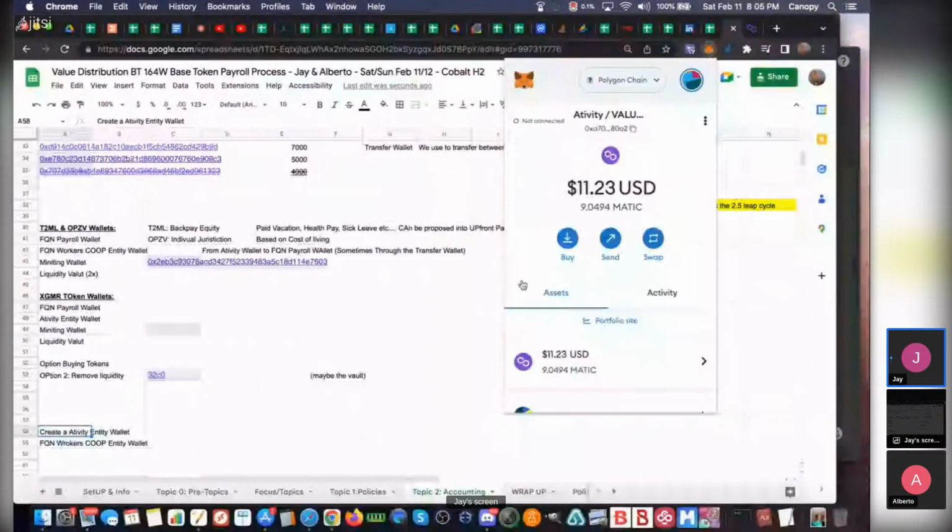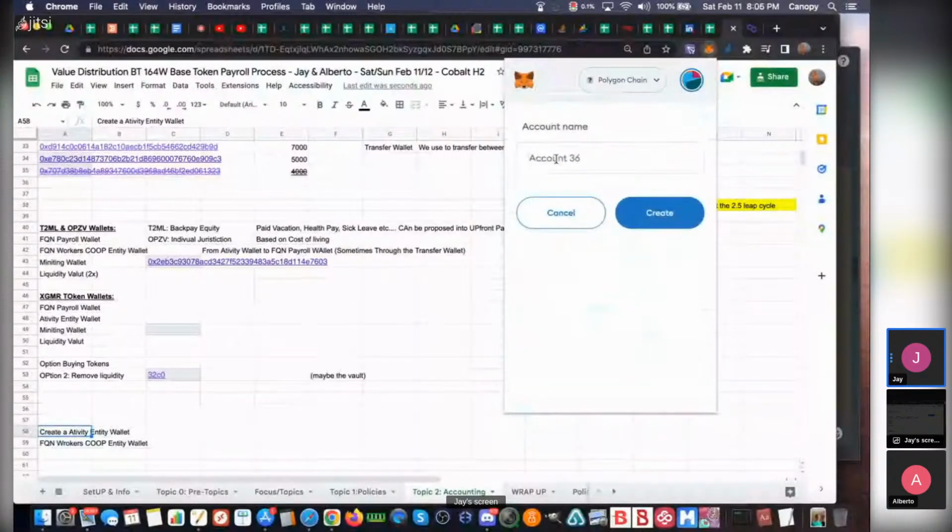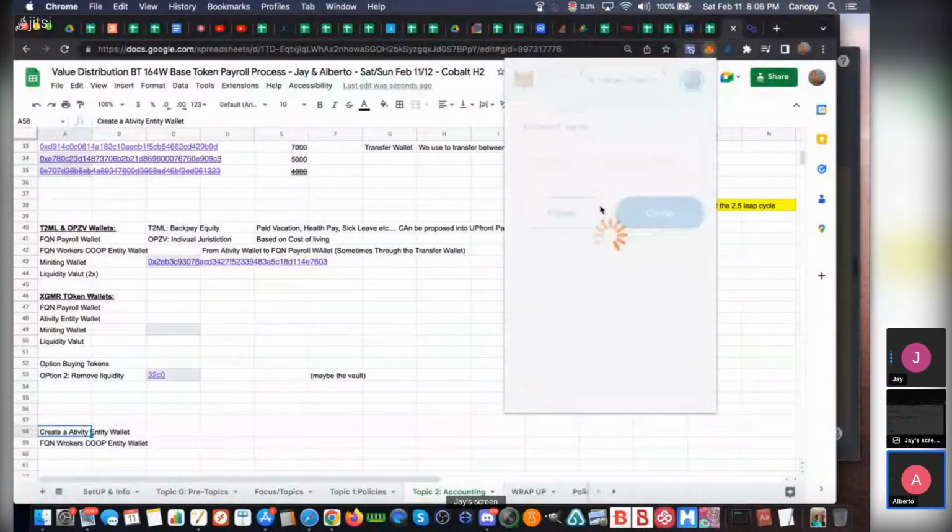So just go ahead and create the account. I'm going to create an account for the FQN Workers Co-op Entity Wallet. This wallet we're going to utilize, and it's also good to note that this wallet is not secure. We're going to need to secure this wallet. That goes into the security processes, which is a whole other thing to add. Make sure on the money priorities we have wallet security. Okay, I'm gonna write it down.